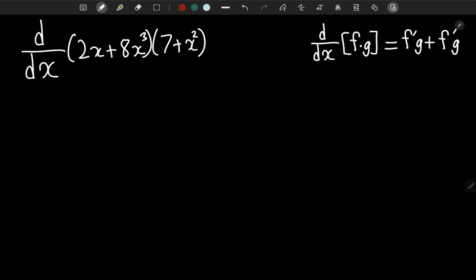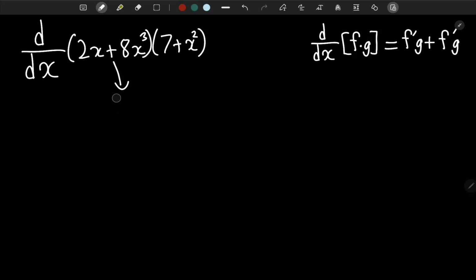So this is another example. You can pause the video and try to do this yourself. So we can take anything as f and g, it doesn't really matter. So I'm just going to take this one as f and this one as g. You can take the other way around also.